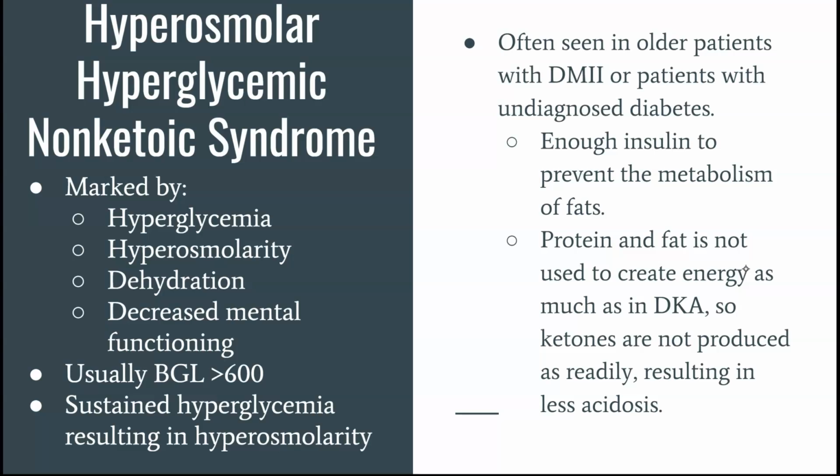Kind of in the same vein as DKA is your hyperosmolar hyperglycemic non-ketotic syndrome, also called HONK, H-O-N-K, might be 2 N's. This is really what you see for the type 2 diabetics who are becoming hyperglycemic, okay? The body is still producing just enough insulin to prevent fat metabolism. So they're not getting that switch over to fat metabolism, which produces the acidosis and the hyperkalemia.